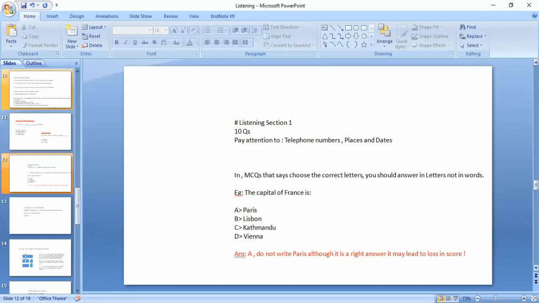Now, some of the students end up writing Paris. Although we know that is the right answer, there is a great risk. There is more than an 80% chance that you lose a score on this because you didn't follow the instruction. The instruction was simply saying to write down A and not Paris, not words. It was saying for you to write your answers in letters. Okay, so always write down A and not Paris. That way you avoid risking your score.